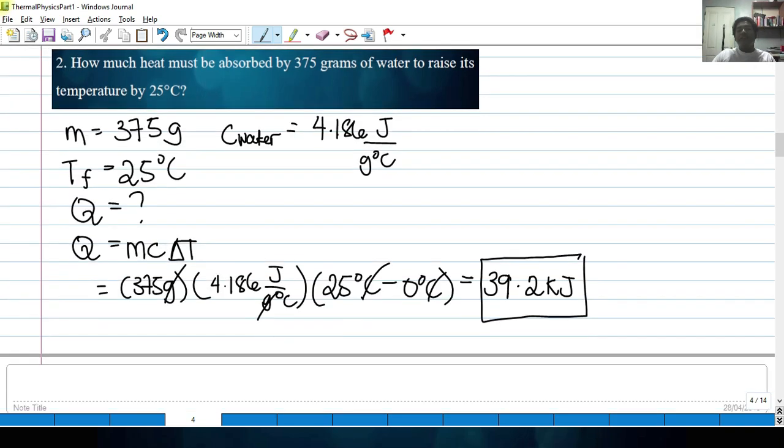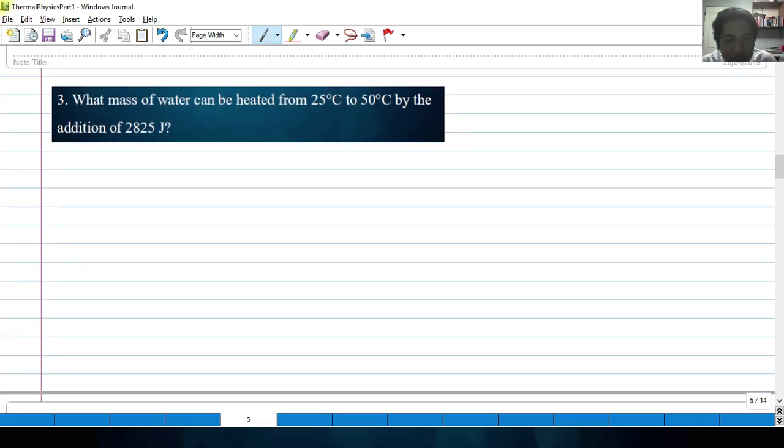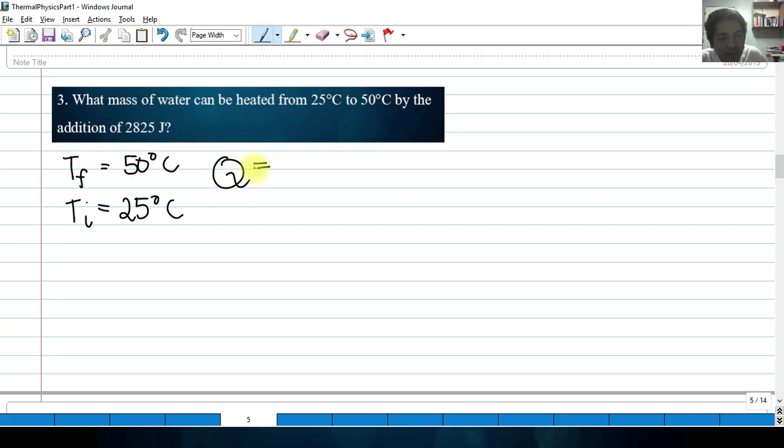Okay, very easy, right? So number 3: what mass of water can be heated from 25 degrees to 50 degrees Celsius by the addition of 2,825 joules? So our given is the final temperature, that is 50 degrees Celsius. The initial temperature is 25 degrees Celsius, and the addition of heat is 2825 joules. So we are being asked what is the mass of water that can be heated by the addition of this amount of heat.